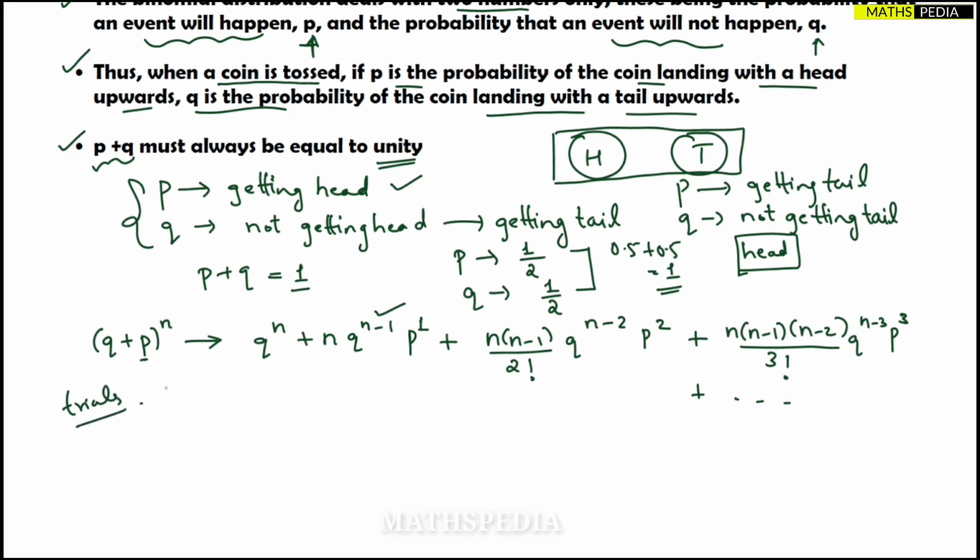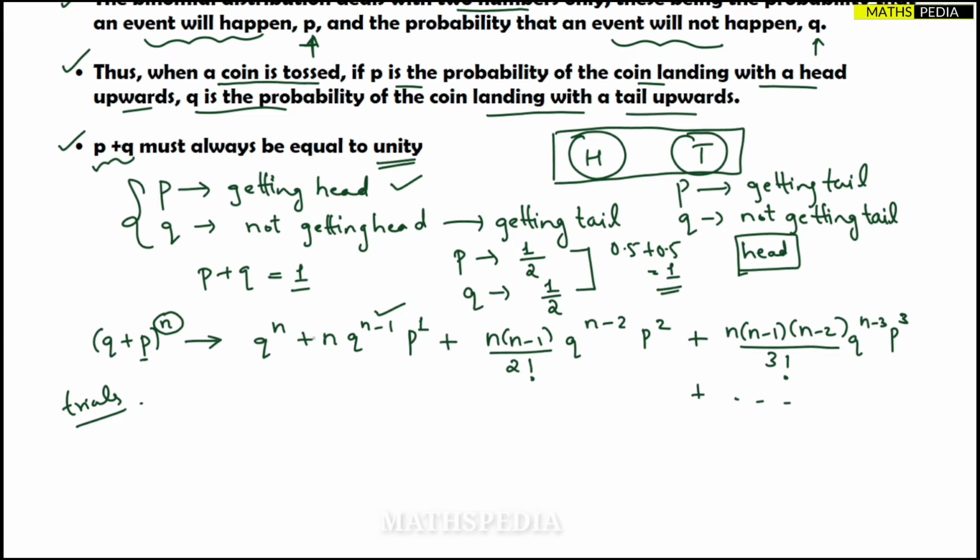We'll see questions, then you'll understand the limitation of the binomial distribution in the probability case: the n value shouldn't be more than 10 or so. If it is increasing, if it is 30 trials, then it is very difficult to find the answer. So for a small number of trials we can apply this binomial distribution.